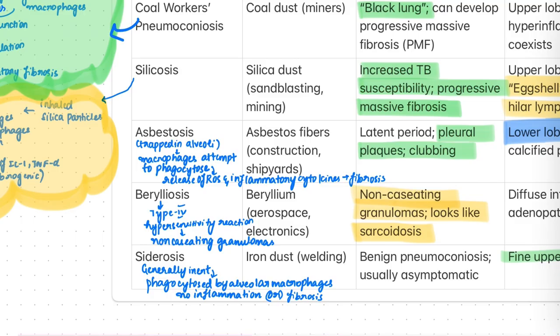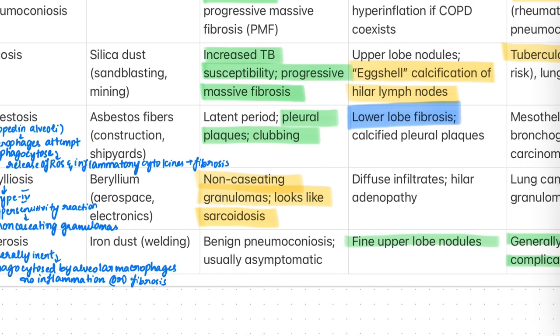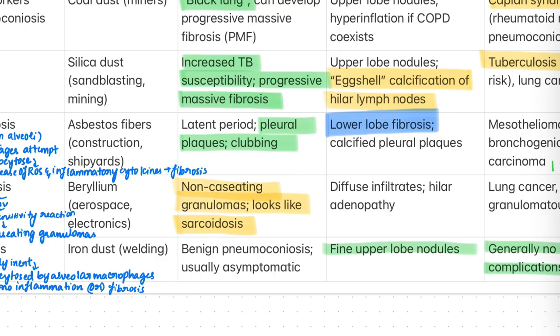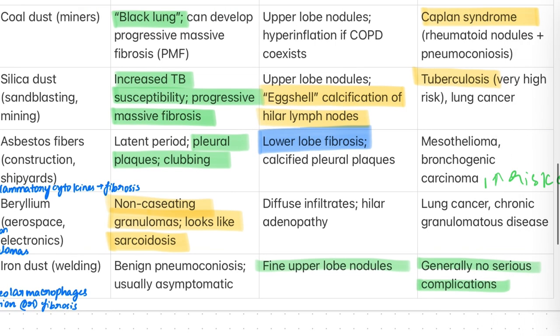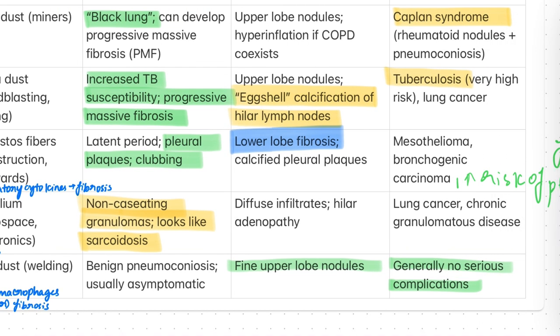The next condition is siderosis. Here the causative agent is iron dust. Generally we see it in welding persons, who have increased risk of iron dust exposure causing siderosis. Siderosis is generally inert because the ferrous oxide which is inhaled is inert, and it is phagocytosed by the alveolar macrophages. There is no inflammation, so there is no fibrosis either, because there will be no release of cytokines. So it is a benign pneumoconiosis, usually asymptomatic. There will be fine upper lobe nodules, and generally no serious complications are seen in siderosis.